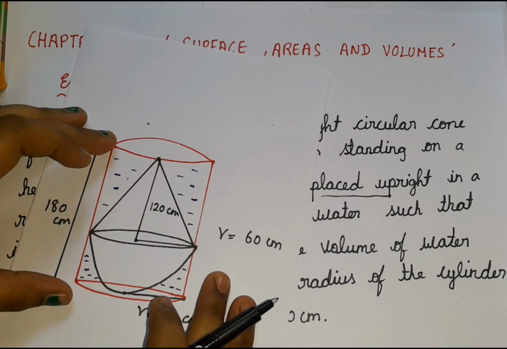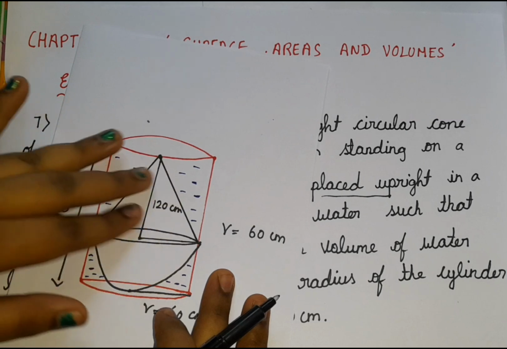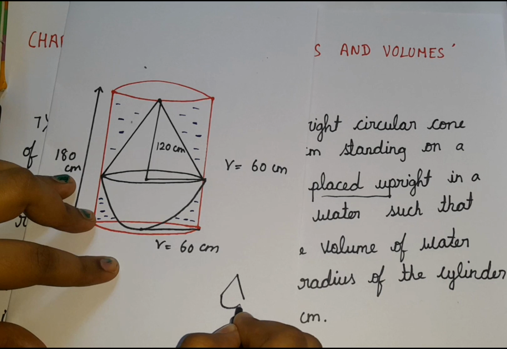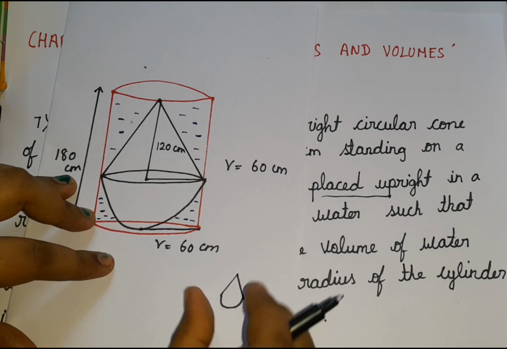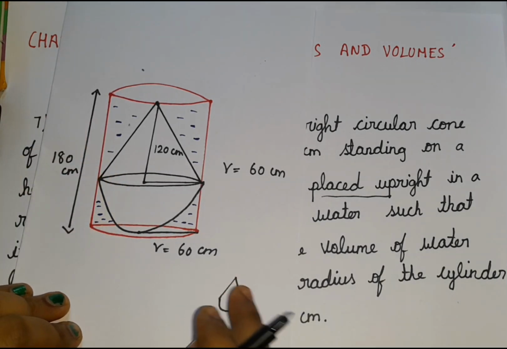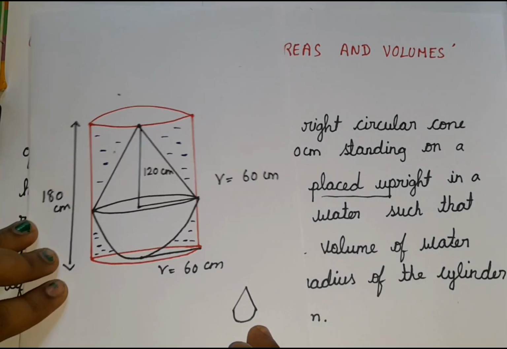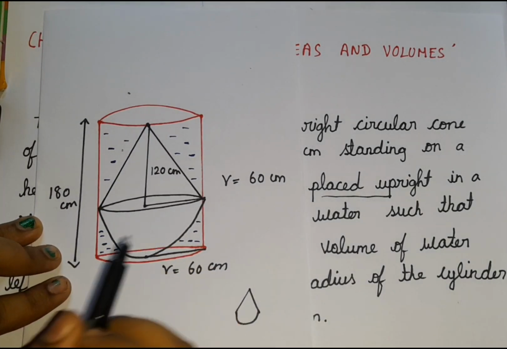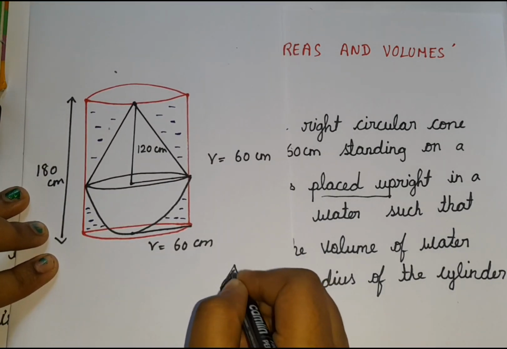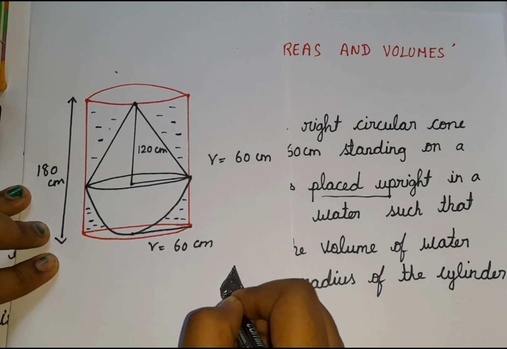Since you know this cylinder is kind of like a container, this container is filled with water. Here we have a cone and here we have a hemisphere, something in this shape, kept inside this container. Do you think that this cone and hemisphere are filled with water? No, guys. It is just a solid made up of a cone and hemisphere.